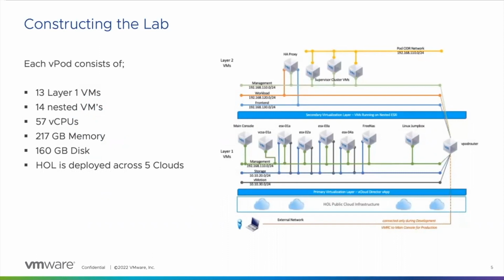The vPod that this lab runs on consists of 13 layer 1 VMs, 14 nested VMs, and in combination, they utilize 57 vCPUs, a total of 270 gigabytes of memory with 160 gigabytes of disk space. The vPods can be deployed across any one of 5 different clouds.